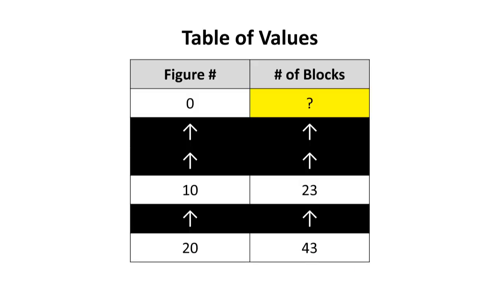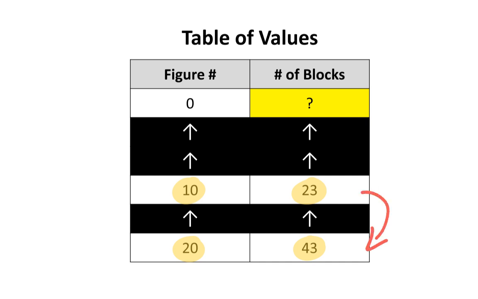In this table of values, we've been given only 2 useful pieces of information. We know that figure 10 contains 23 blocks, and we know that figure 20 contains 43 blocks. Again, we're going to use this information to work backwards to find the initial value. However, you'll notice that this situation is a little bit more difficult. Let's start by trying to find the rate of change.